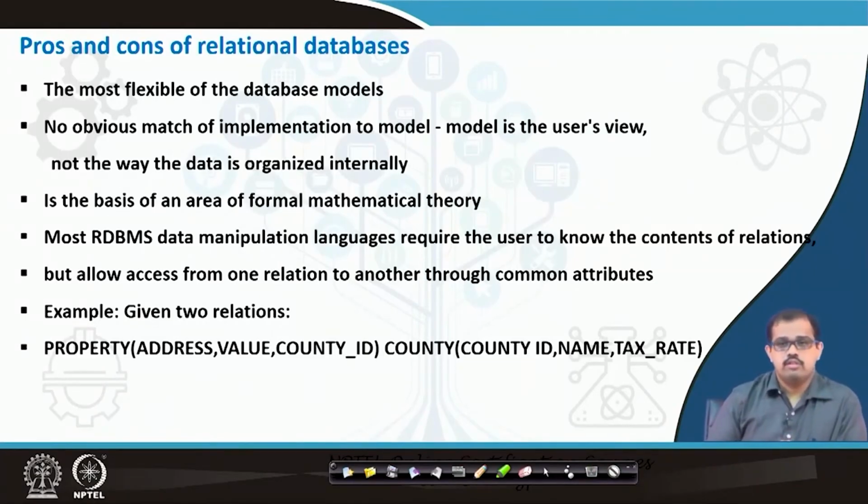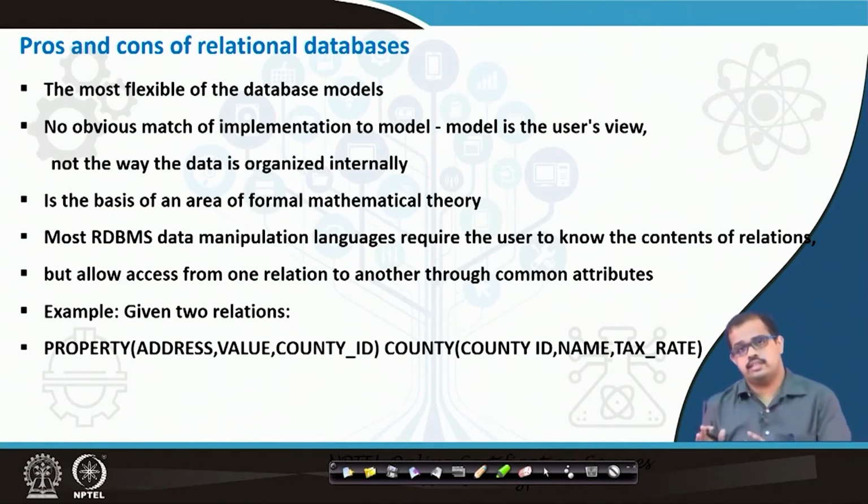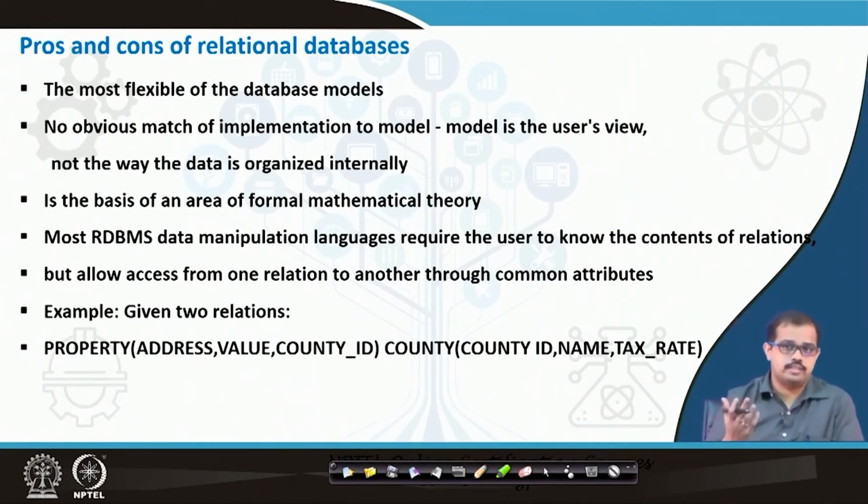So when we look at the pros and cons of a relational join, it is the most flexible as far as database models are concerned. There is no obvious match of implementation to a particular model. A model is the user's view, not the way the data is organized. Whenever I speak about data models in databases, it is how the user's view has to be; it is not about the data. Data organization is based on normalization and the database management system, not on the models. It is also the basis of an area of formal mathematical theory.